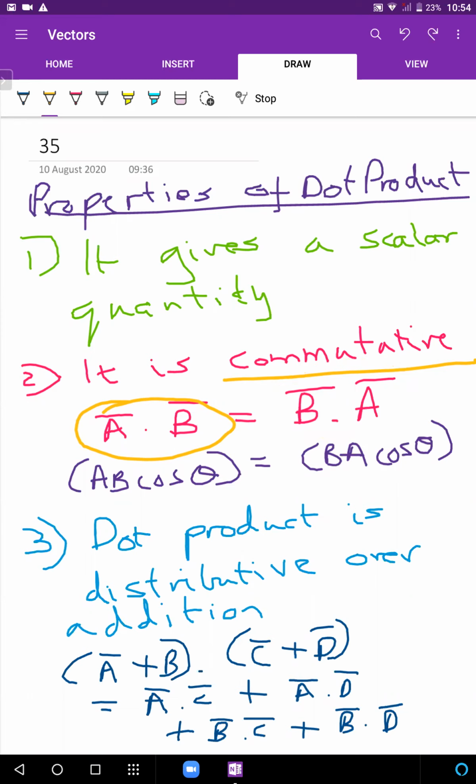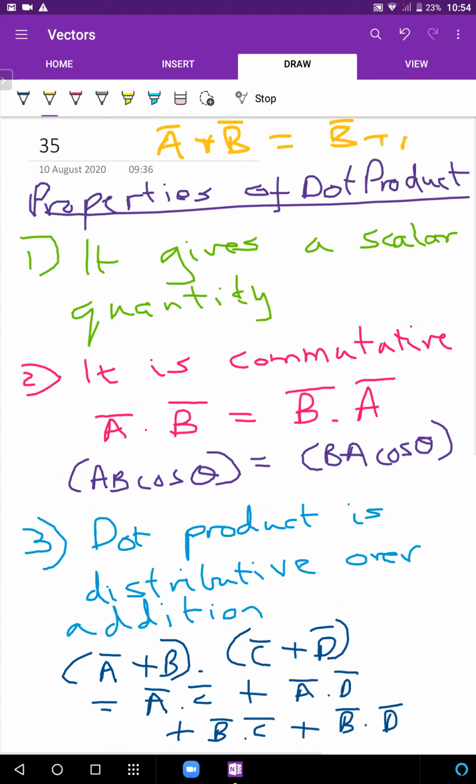Okay, so another operation which is commutative is addition. Order matter nahi karta hai na? Addition mein bhi matter nahi karta hai. Yes, Kirish, yes. Okay, so any operation where the order does not matter, that operation is called commutative. So dot product is commutative.